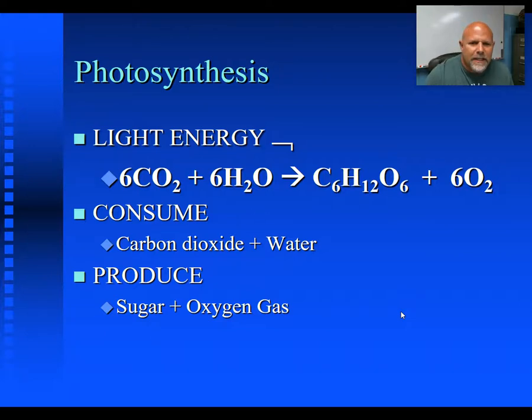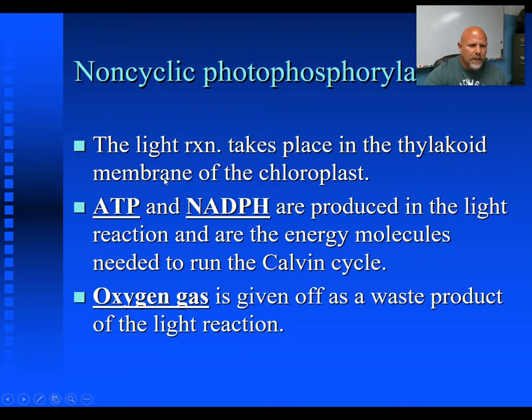We're going to link the light reaction to the Calvin cycle in this video. So photosynthesis is a process where we take in carbon dioxide and water, and we make sugar and oxygen. And we talked about the light reaction taking place, and we made ATP and NADPH in that light reaction.